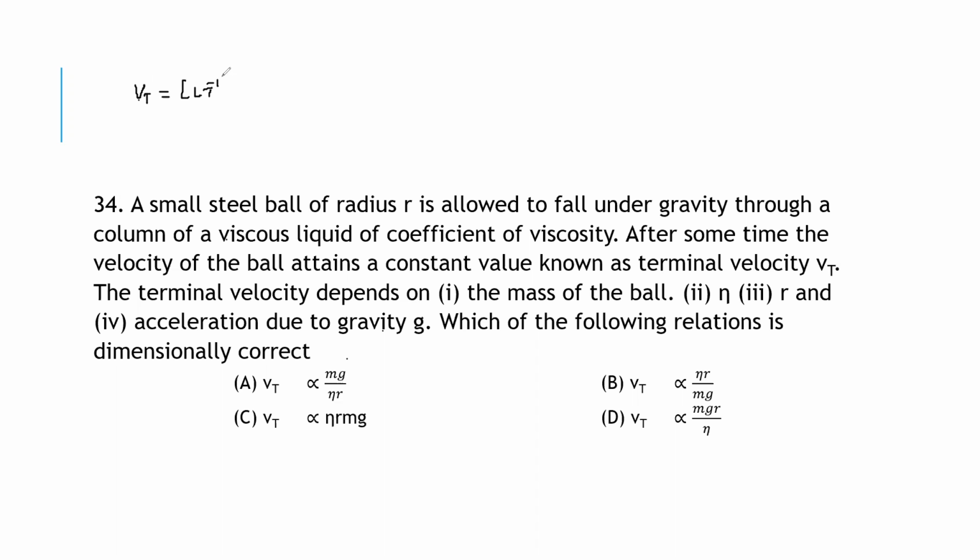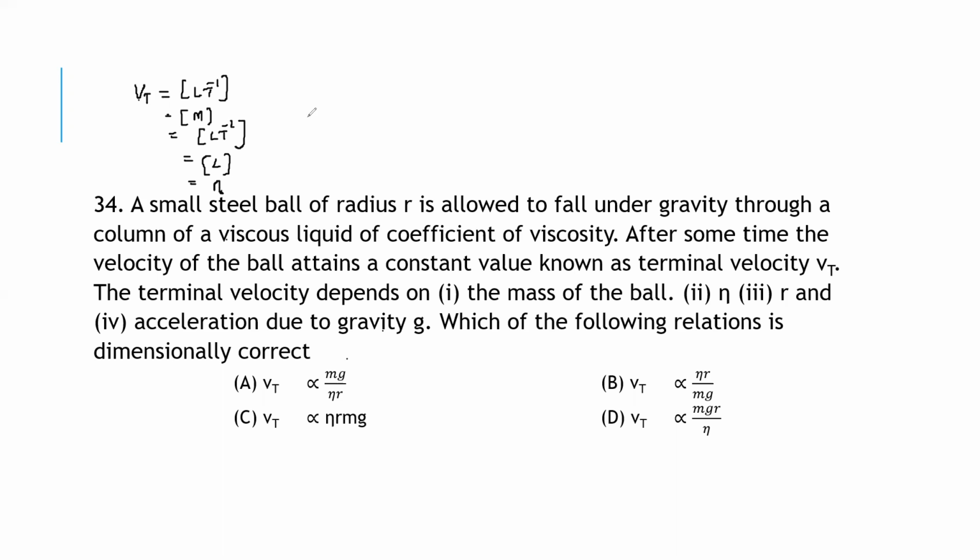So its dimensional formula is L t raised to minus 1. m is the mass, so mass dimensional formula is taken as m, and acceleration due to gravity is there. So acceleration, it is L t raised to minus 2. Then radius, we will get it as L, right? And coefficient of viscosity, it is eta. So by substituting the dimension of each quantity, we can check the accuracy of the given formula.